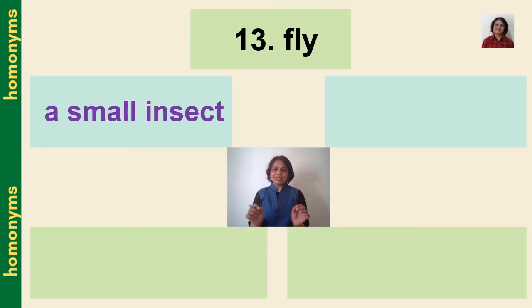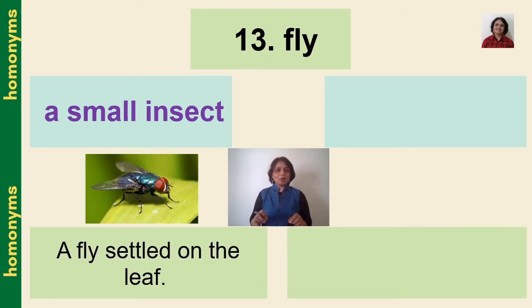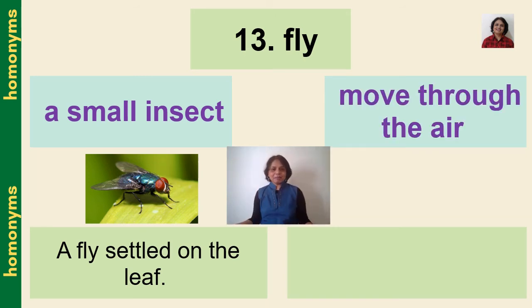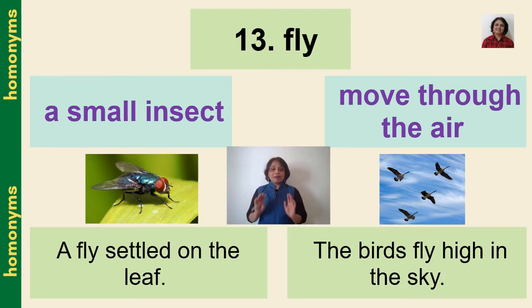Number 13, fly. Fly, a small insect. As you can see in the picture, a fly settled on the leaf. The other meaning of fly, as you know, it's a verb, it's an action, move through the air. Like, for example, in the picture I have shown, the birds fly high in the sky.